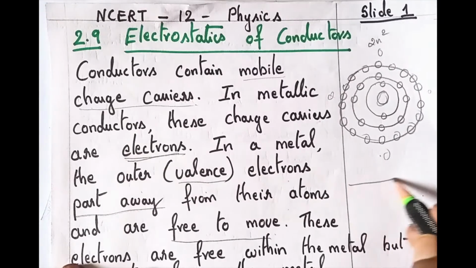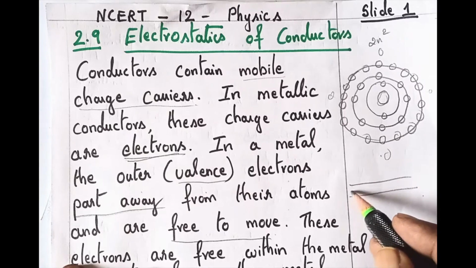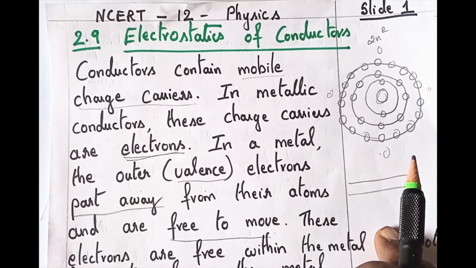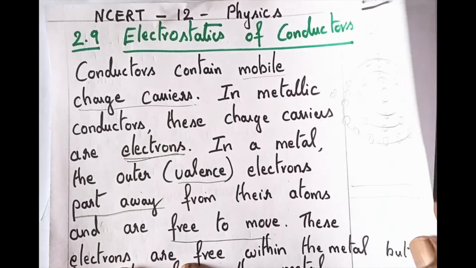So if you consider a conductor, say aluminum, copper or anything, the electrons are free to move inside the conductor randomly, if we don't give any external energy, external supply or external electric field. They are free to move within the metal but not free to leave the metal. They cannot move away from the metal.